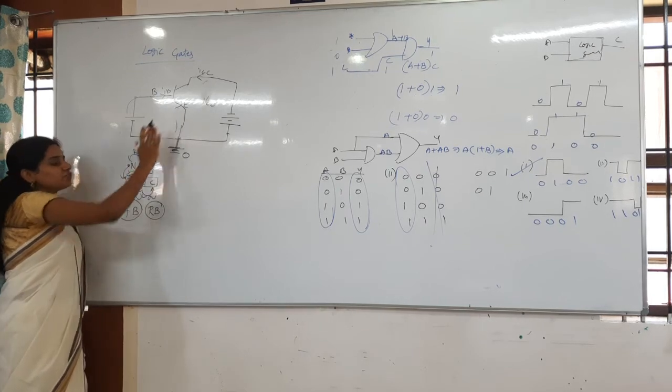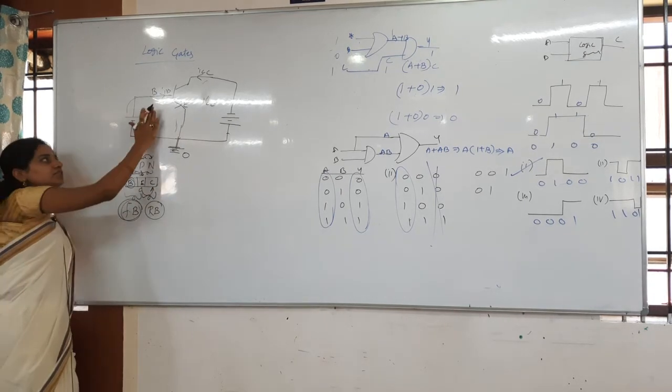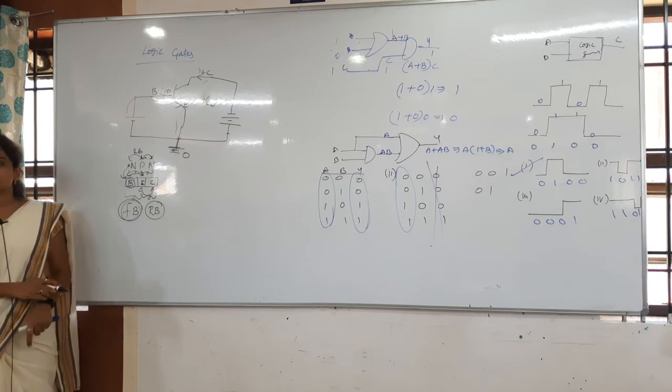This base emitter should be in forward biasing, I said. Is this in forward bias or not? You just check once.